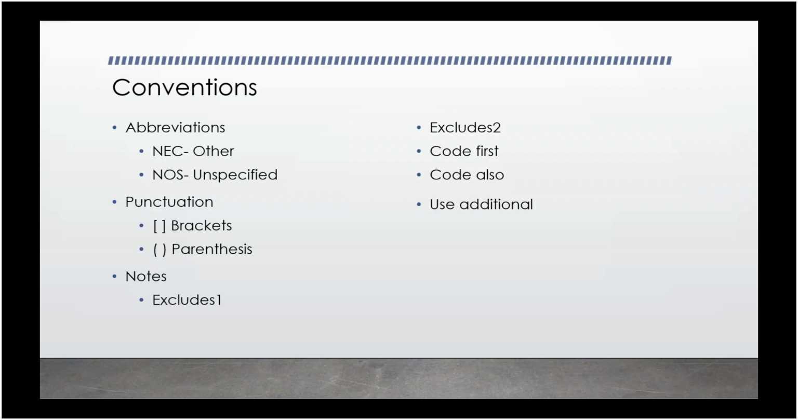Slanted brackets in the alphabetic index include your manifestations. So that gives you your sequencing. We'd have our diabetes code, and if we had retinopathy, the retinopathy code would be in slanted brackets to indicate that it would be sequenced secondary. But our notes would also indicate that in the tabular.